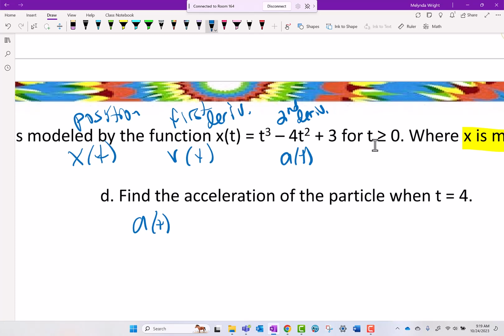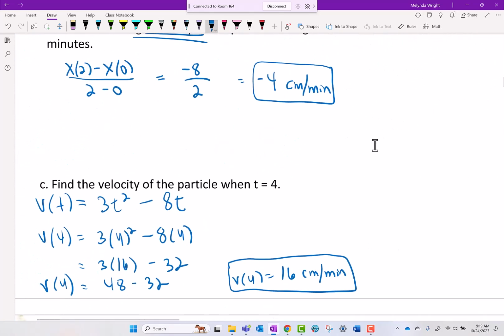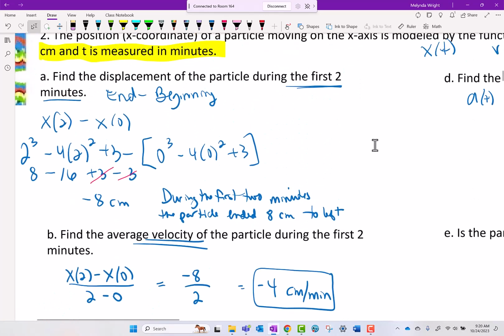So I have my position. When I take the derivative of my position, I get velocity. When I take the derivative of velocity, I get acceleration. So that's the process I do. To get acceleration, I'm going to have to take the derivative of velocity, which we did. We have velocity down there at the bottom. So let me go back down here and pick that up. Velocity was 3t squared minus 8t.